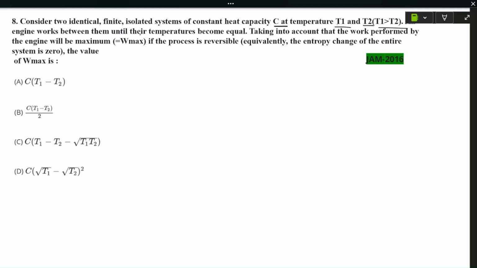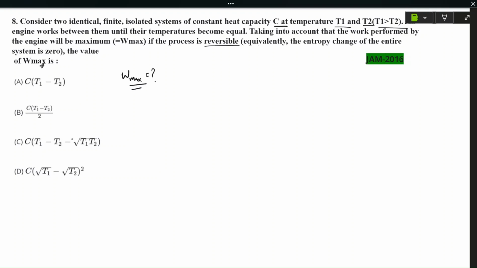Engines work between them until their temperatures become equal, taking into account that the work performed by the engine will be maximum if the process is reversible. The process is reversible. Equivalently, the entropy change of the entire system is zero. So we have to calculate the value of W maximum.